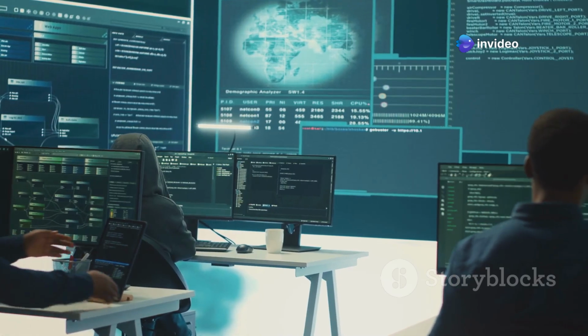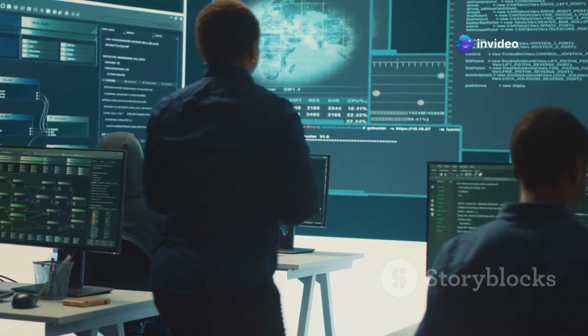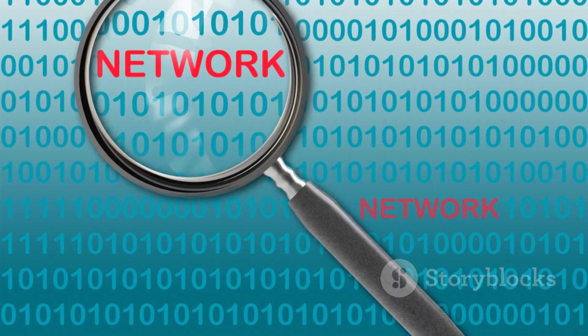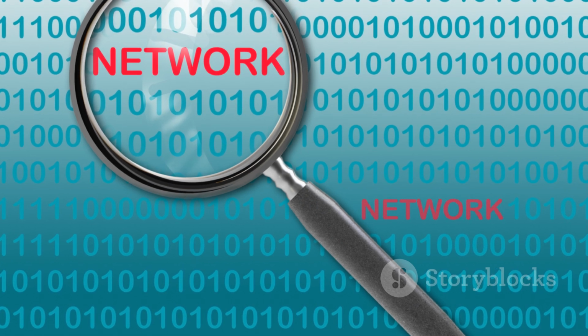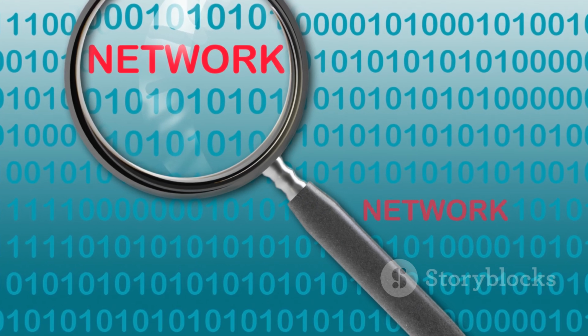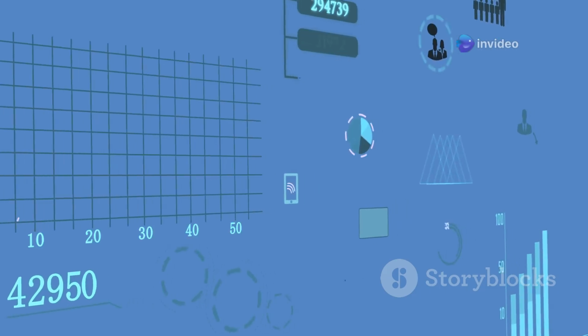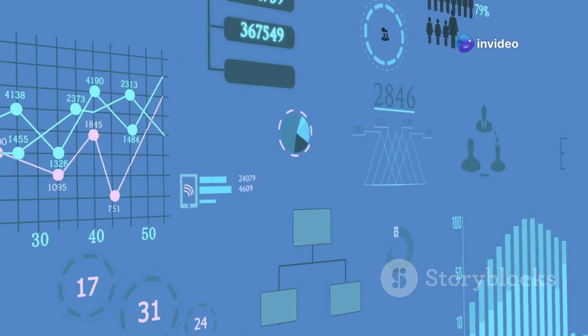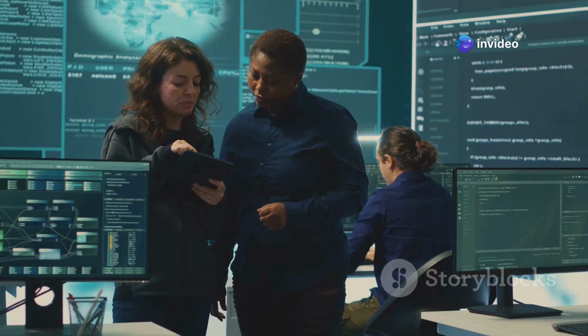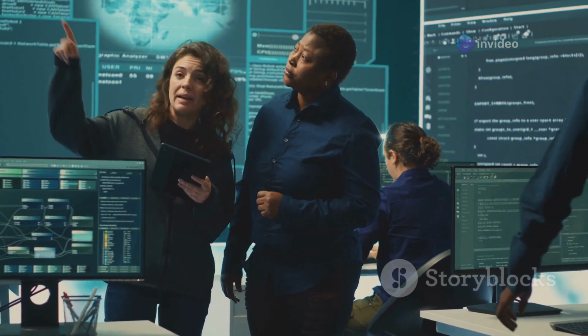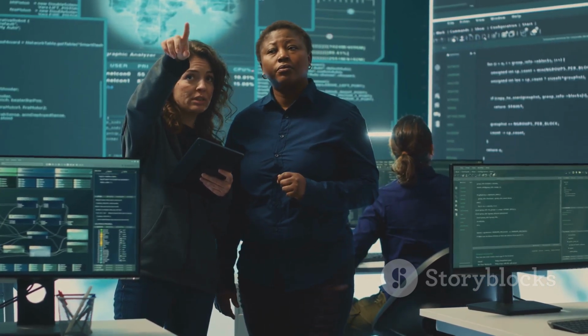Network analysis. Machine learning will be used to analyze complex financial networks. This will help identify criminal organizations and uncover hidden connections. Predictive analytics. Machine learning will be used to predict future money laundering trends. This will allow institutions to stay ahead of criminals and adapt their AML strategies accordingly.